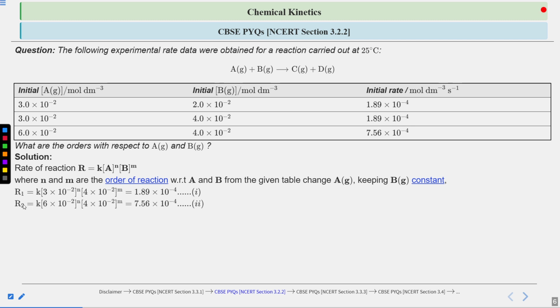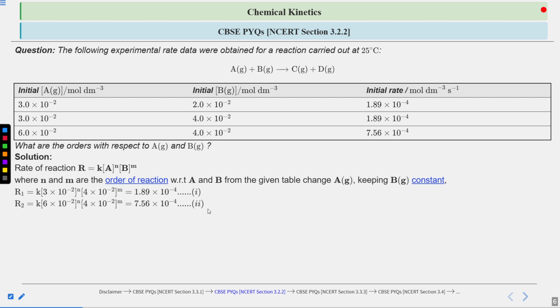Now similarly, R2 will become K times 6 times 10 to the power minus 2 to the power N. Now we change the A concentration, and the B concentration we take as constant, 4 times 10 to the power minus 2 to the power M. The rate comes out as 7.56 times 10 to the power minus 4 as per the third experiment, and let's suppose this is the second equation. So for the relation between N and M, because these are two variables, we need two equations to solve them, right? This is a maths rule.